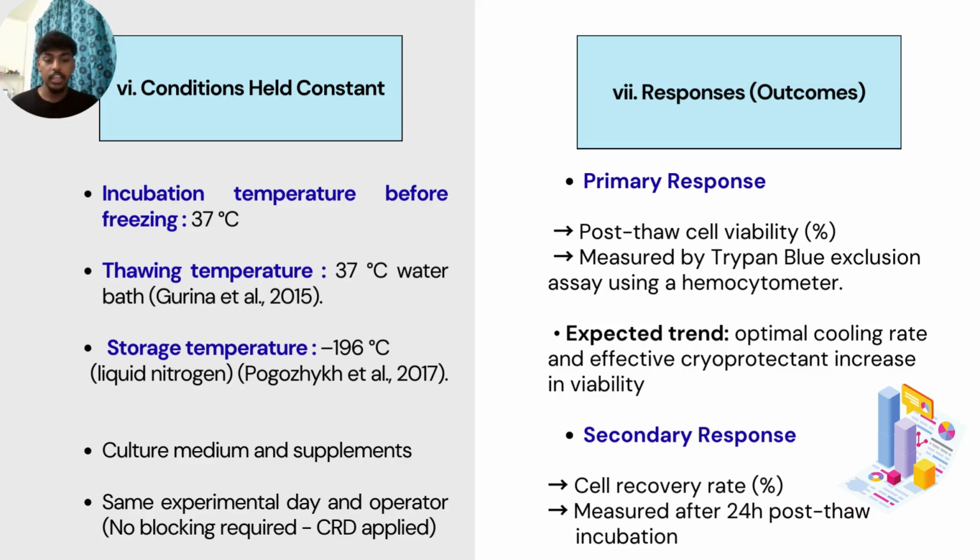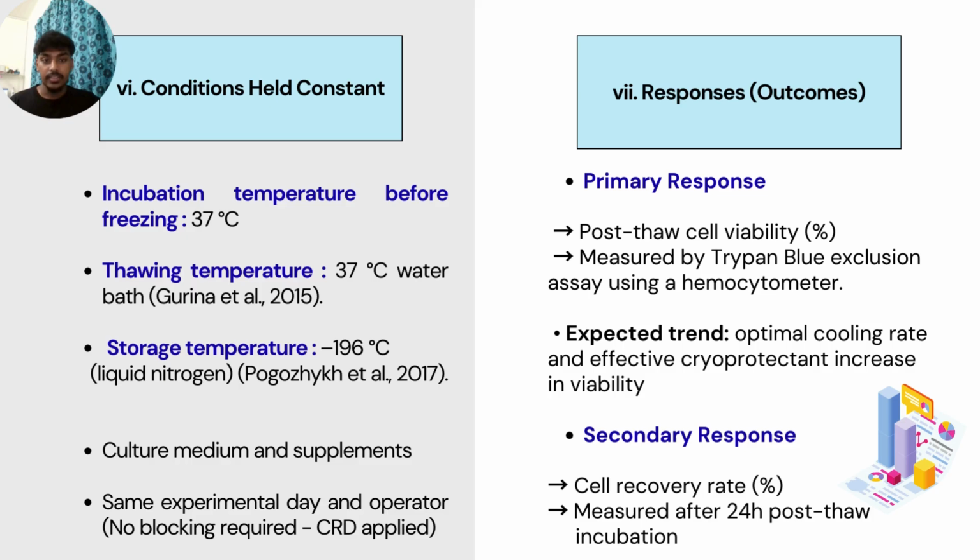In addition, the incubation temperature before freezing was maintained at 37 degrees Celsius, thawing was performed in a 37-degree water bath, and the samples were stored in liquid nitrogen at minus 196 degrees Celsius. All the experiments were conducted on the same day by the same operator. Because of this, no blocking was required and a completely randomized design was applied.